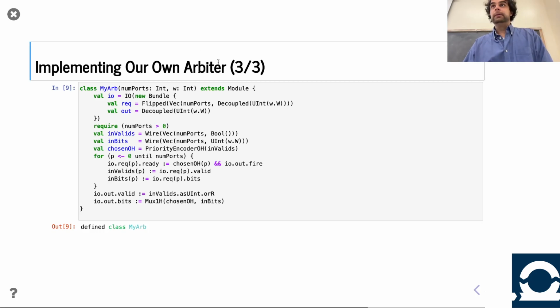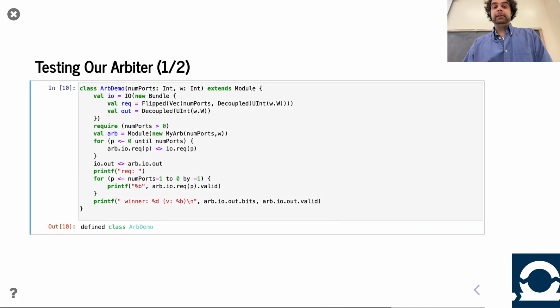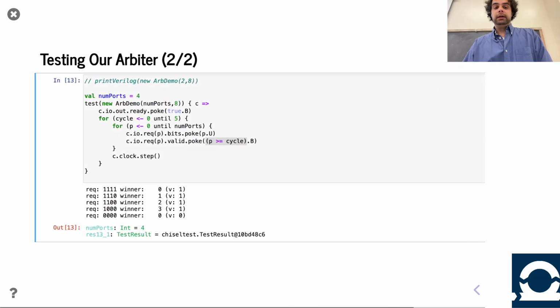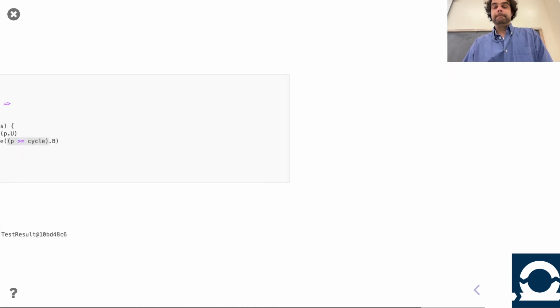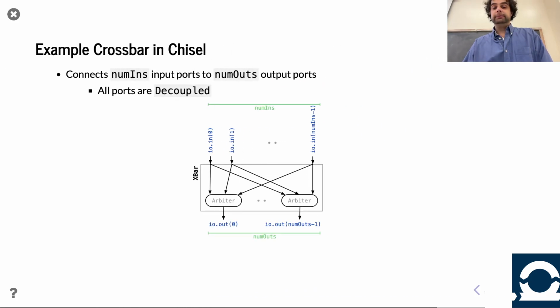Cool. We already printed it all out. Well, let's go ahead and move on to a crossbar. So now we have an arbiter. You see, you're building way up, right? We start off with a priority encoder, use a priority encoder to build an arbiter. Now we have an arbiter, and we're going to build a crossbar.